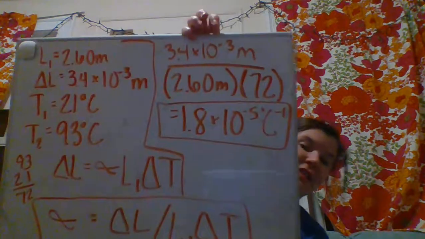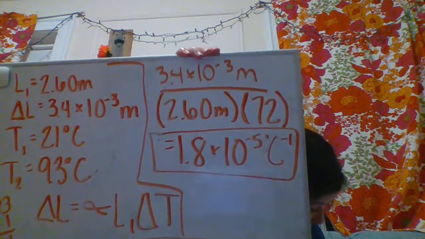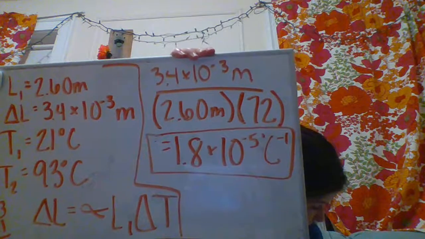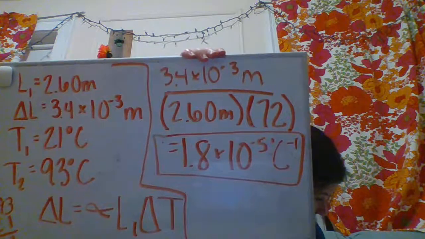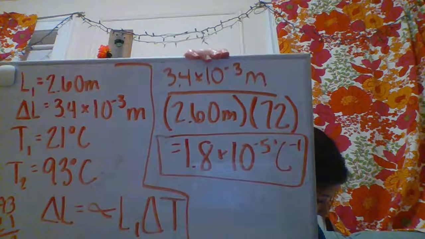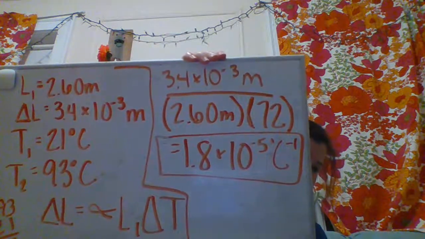Sorry, not meters. Celsius to the negative 1. Remember, we went over that, that's what it looks like there, just in the top left right here. It's pretty simple, you just have to plug in. Remember the unit, like I said, for the coefficient of linear expansion is degrees Celsius to the negative first.